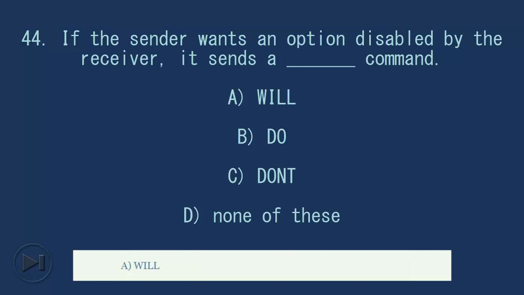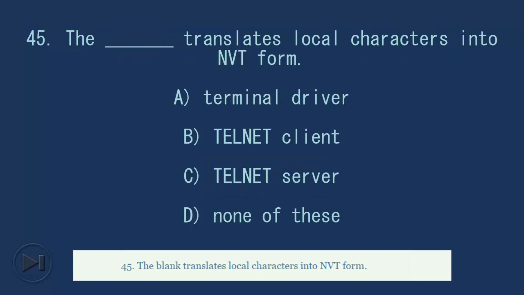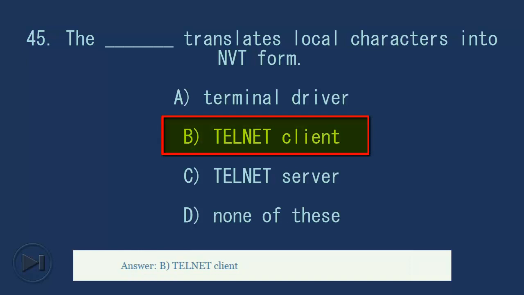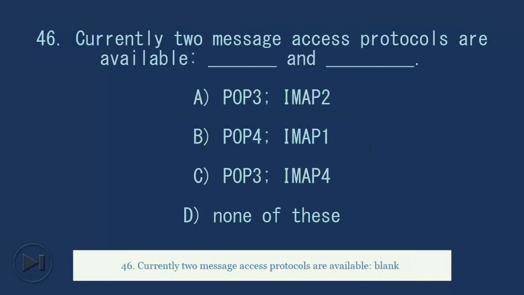A. Will. B. Do. C. Don't. D. None of these. Answer: C. Don't. 45. The blank translates local characters into NVT form. A. Terminal driver. B. Telnet client. C. Telnet server. D. None of these. Answer: B. Telnet client. 46.